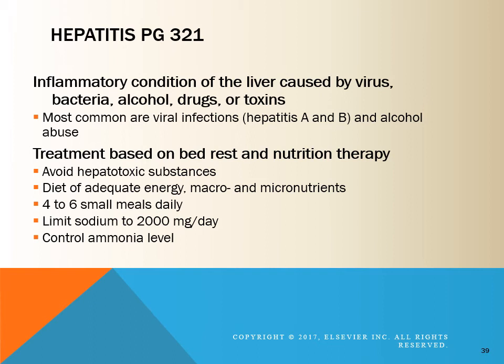Diet of adequate energy and our macro and micronutrients. 4 to 6 small meals a day, so not big meals, small meals. Limiting sodium to 2,000 milligrams a day. And they want to make sure to control the ammonia level.